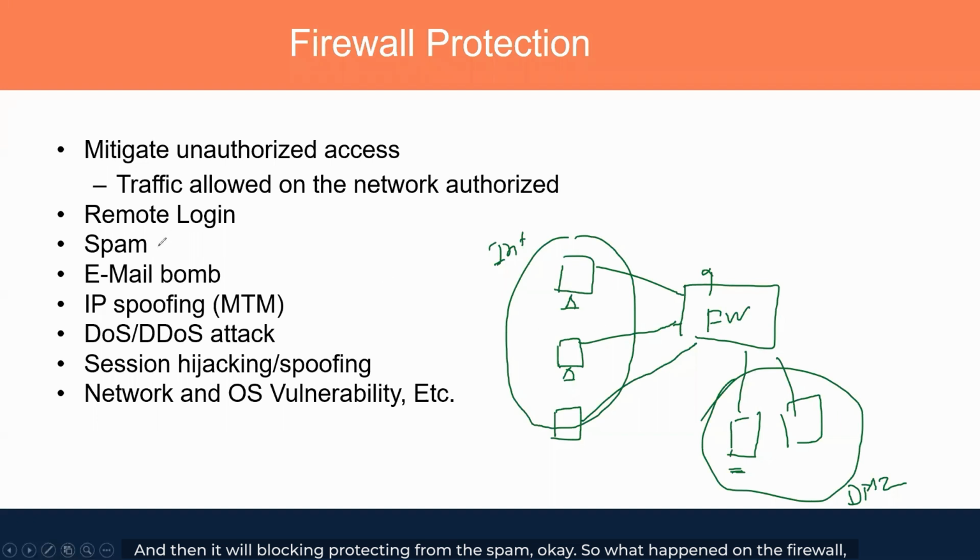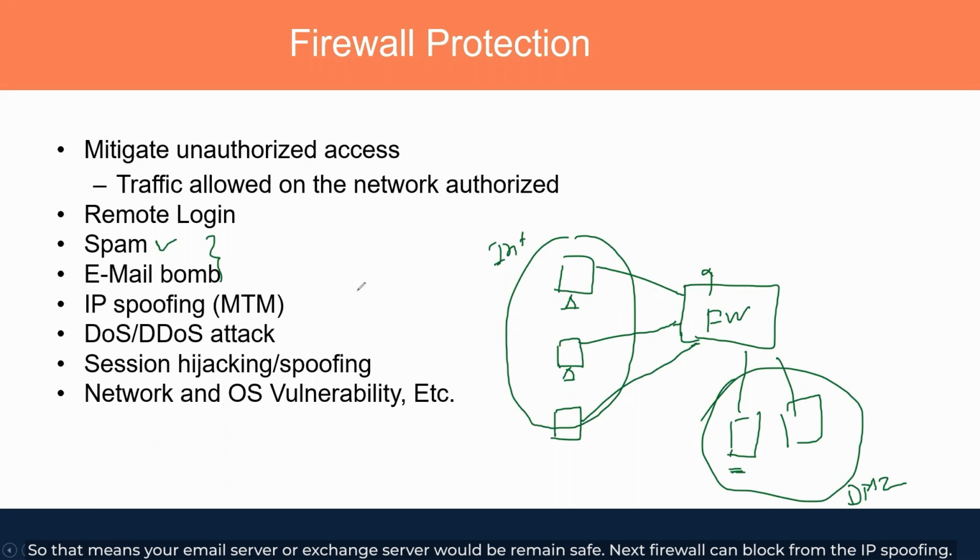And then it is also protecting from spam. So what happens on the firewall, we have a different module for email security. So spam or email bombing is again blocked by the firewall if you have enabled the email security. So if you have any email server in your organization, against that server you can enable the email security. And when any spam mail is coming into the network or email bombing is happening over the network, the firewall would be able to detect that and block that. So that means your email server or Exchange server would remain safe.